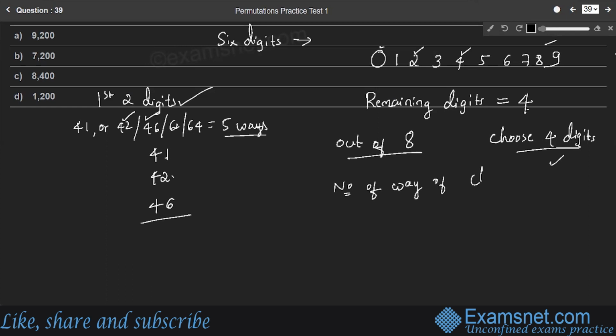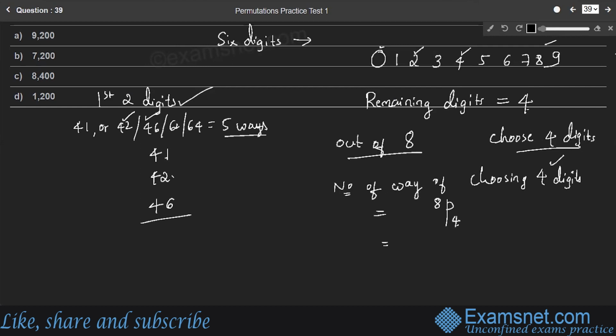Number of ways of choosing 4 digits is equal to, out of 8, we have to choose 4 digits. Therefore, it is 8P4. It is based on permutation. In how many ways these numbers can be arranged is nothing but permutation. So arrangement of 4 numbers out of 8 is nothing but 8P4.